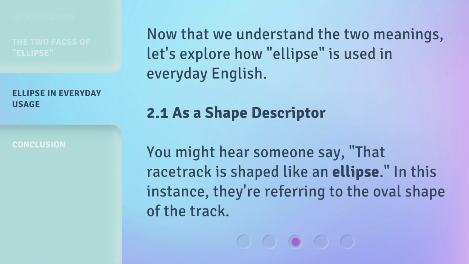Now that we understand the two meanings, let's explore how ellipse is used in everyday English. 2.1 As a shape descriptor, you might hear someone say, "That racetrack is shaped like an ellipse." In this instance, they're referring to the oval shape of the track.